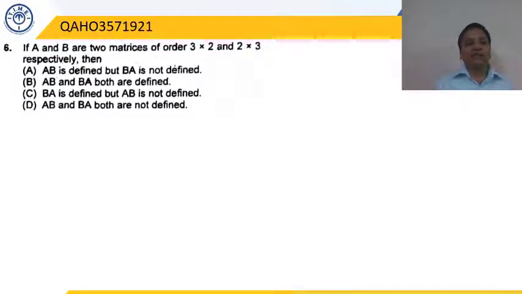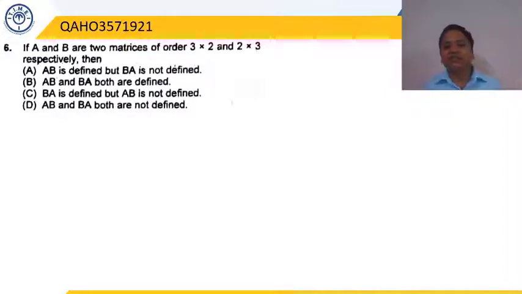If A and B are two matrices of order 3 by 2 and 2 by 3, A's number of rows is 3, columns is 2. B's number of rows is 2, columns is 3. If we carefully observe, the number of columns of A matrix is equal to the number of rows of B matrix, they are the same, 2 and 2. So A into B are conformable for multiplication, that is, AB is defined. Because the options are asking AB is defined, BA is not defined, or BA is defined, AB is not defined, or both AB and BA are defined, or both AB and BA are not defined.